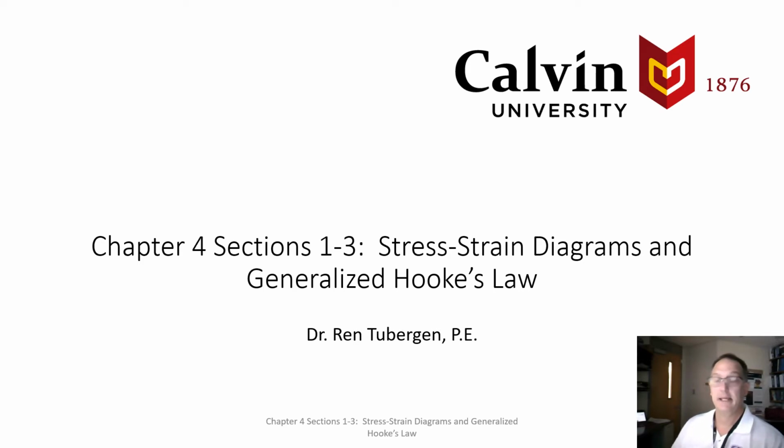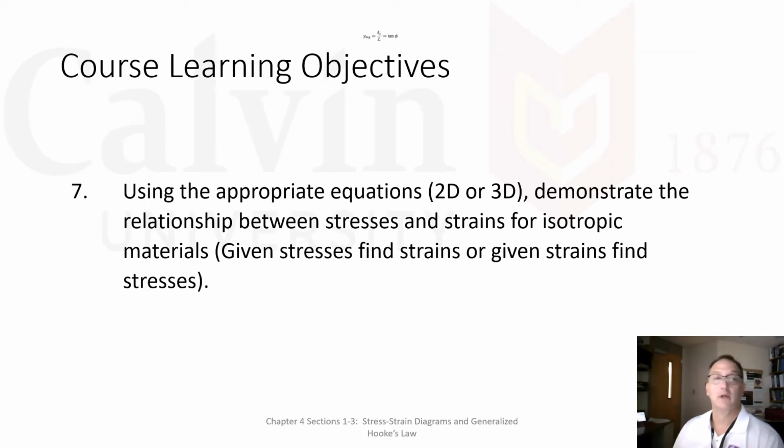and 3. And this will allow us to link those together through a set of equations that allow us to convert stresses to strains and strains to stresses, whether they be 2D stresses or 3D stresses. So let's dig into it. The course learning objective from the larger list of learning objectives, number 7, is using the appropriate equations. We're going to demonstrate the relationship between stresses and strain for isotropic materials.